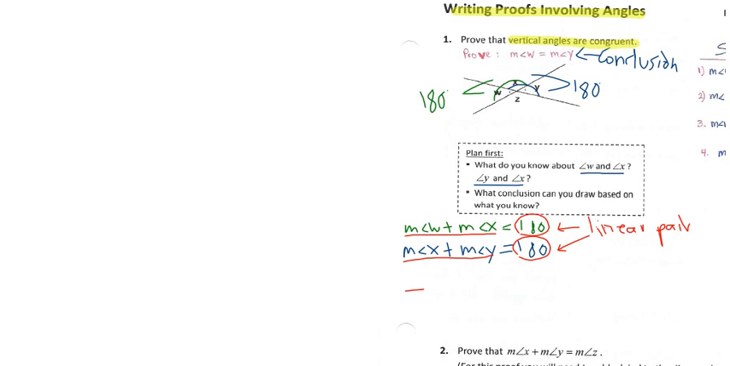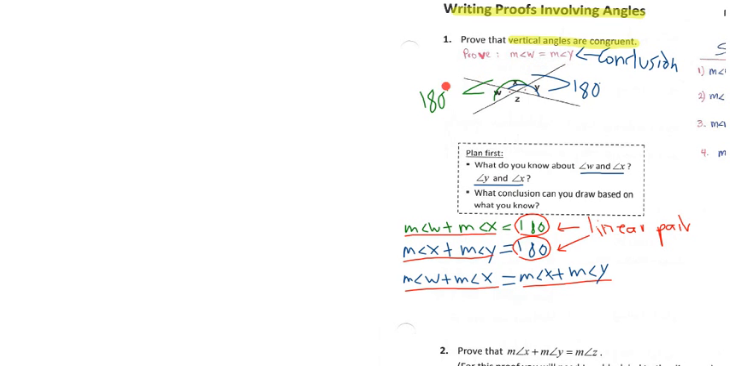So these two quantities that look different are really equal to each other because they are both equal to 180. So the measure of angle W plus the measure of angle X must be equal to the measure of angle X plus the measure of angle Y. Again, we compare this equation to the conclusion that we want to get, and they look pretty different.